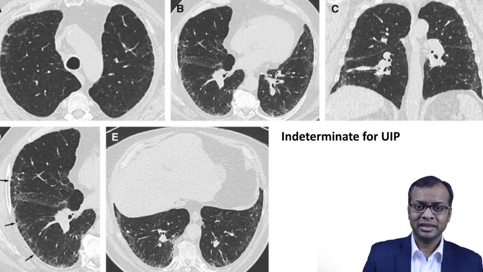On the other hand, if you see this patient where you are seeing subpleural reticulation, some patches of ground glass in between, and there's no honeycombing, this is what we would call indeterminate for UIP. We are not sure whether it is UIP or not. We may need further investigation in this patient.